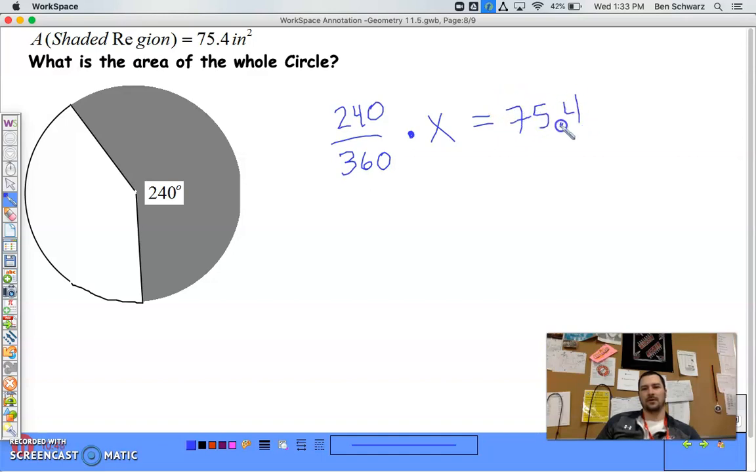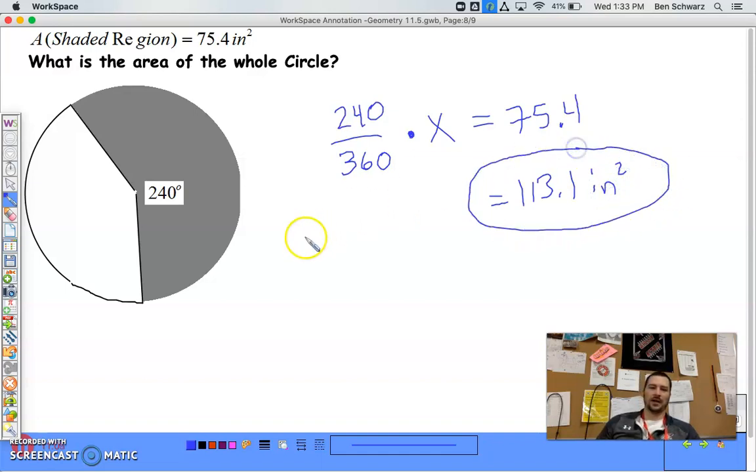So you just take 75.4 and divide it by this whole thing in parentheses. So 75.4 divided by parentheses 240 divided by 360. And you would get 113.1 inches squared.